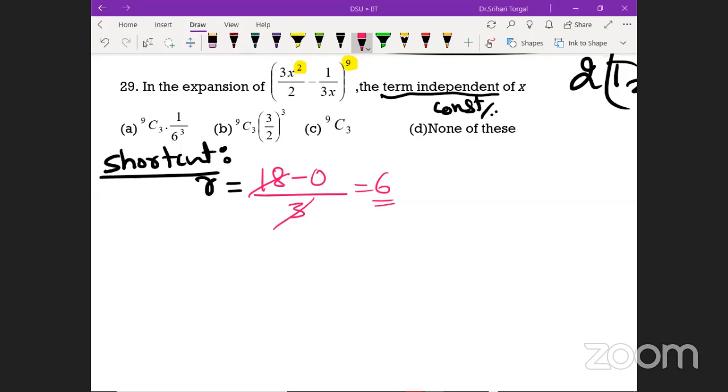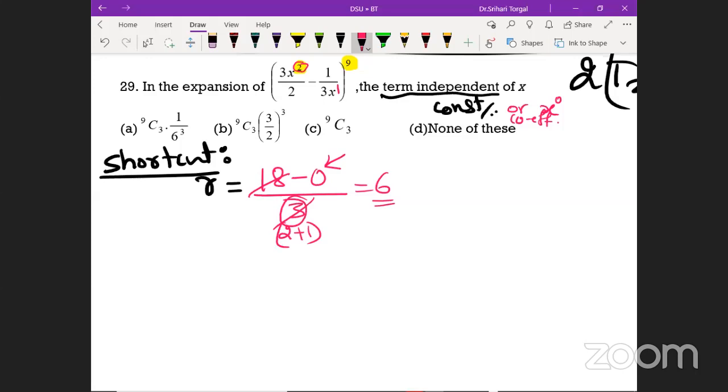The term independent of x and the coefficient of x power 0 are the same, right? If you want the coefficient of x power 0, you have to write 0 here, right? And then you have to take the coefficients, that is 2, its degree is 2 and its degree is 1. 2 plus 1 here, that will give you 3.